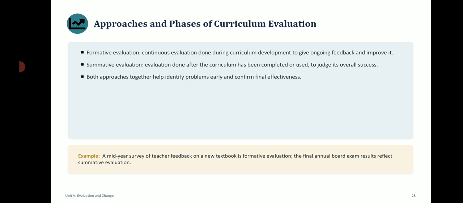So now let's come to the approaches. Before approaches and phases, please do remember we have seen the elements in this, and we have seen the sources in this, and now we have seen the dimensions, that is content, organization, transaction. Now jumping into the approaches. There are different approaches in curriculum evaluation. 5 different approaches: scientific approach, humanistic approach, bureaucratic, autocratic, and democratic.